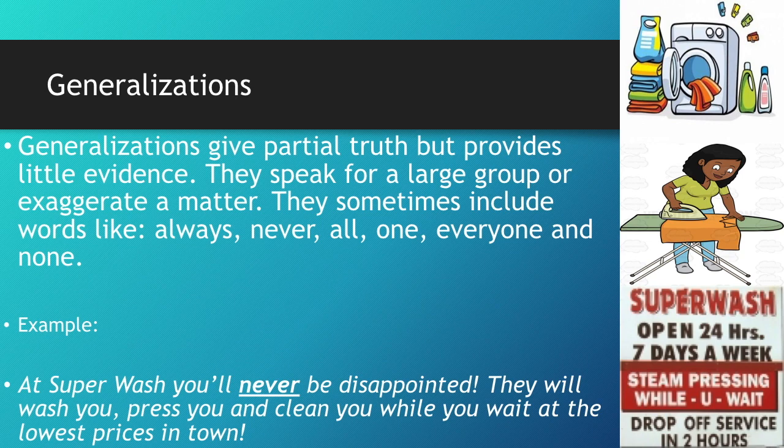Generalizations. Generalizations give partial truth or some sort of truth, but provide little evidence. They speak for a large group, or they exaggerate a matter. They sometimes include words like always, never, all, one, everyone, and none. So let's look at our example sentence. Look at the pictures to the right.